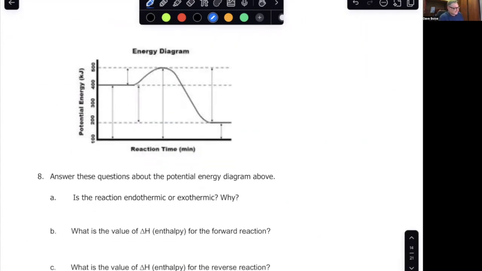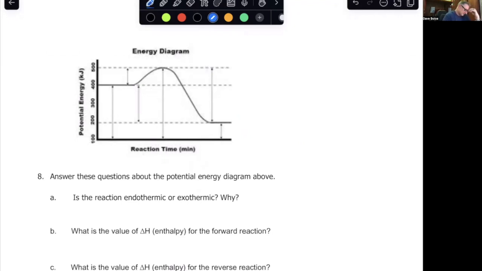Okay, energy diagram. These ones are kind of easy, and a lot of people lost a lot of points on these, which kind of sucks. So let's talk about this. Is the reaction endothermic or exothermic? Well, it doesn't specify forward or reverse reaction. So if it doesn't, you can usually just assume that's forward reaction.